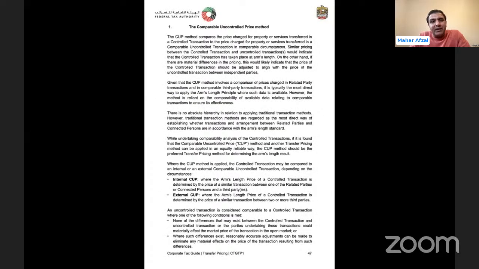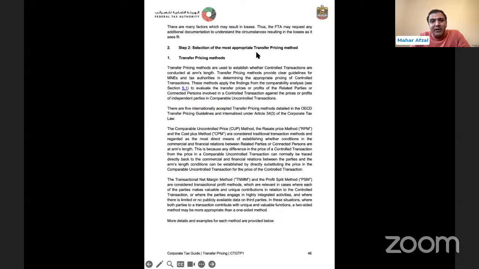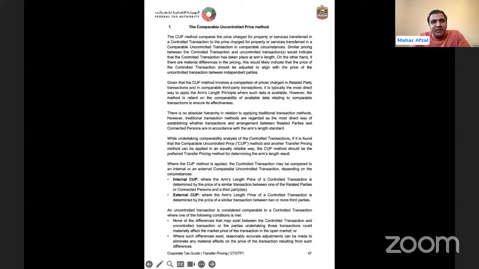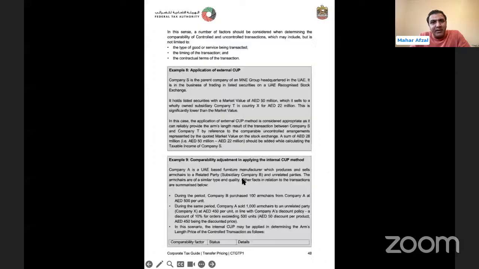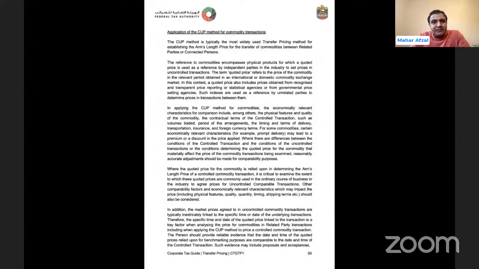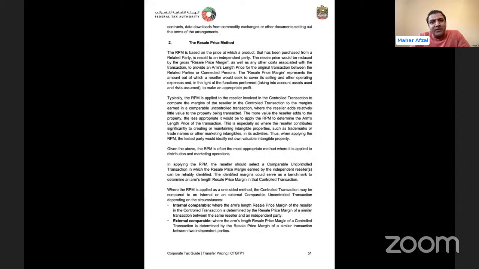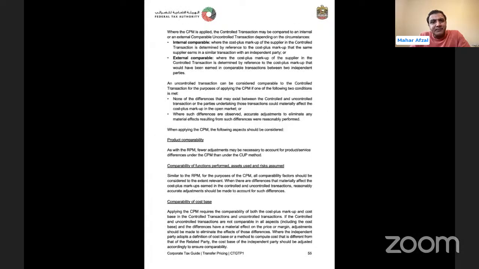Then the comparable uncontrolled price method. Then they discuss the method. The second stage, comparability analysis in the transfer pricing method. In the transfer pricing method, they discuss 5 different transfer pricing methods. Internal comparable, external comparable, we'll discuss in the comparability analysis in our coming lecture. This is the CUP method, comparable uncontrolled price method, then resale price method.